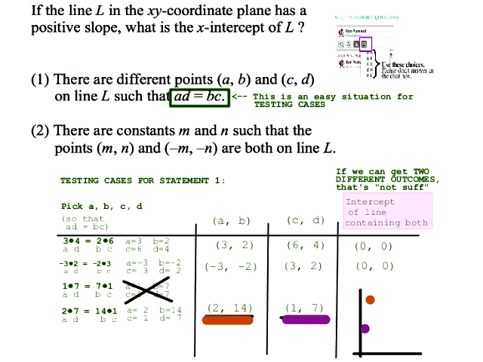And that's going to go through the origin again. And you're going to keep getting multiples. Every time you do this, you're just going to keep getting multiples of the same numbers. You're welcome. So you're not going to wind up with any intercept other than 0, 0. So this is sufficient.